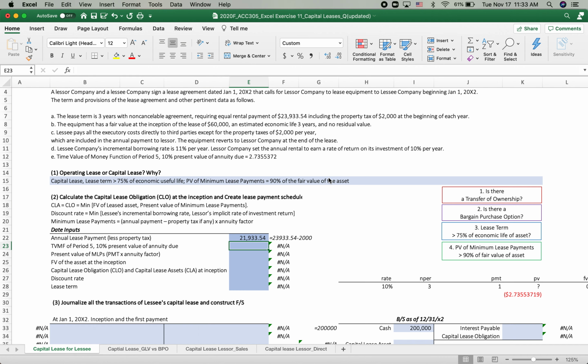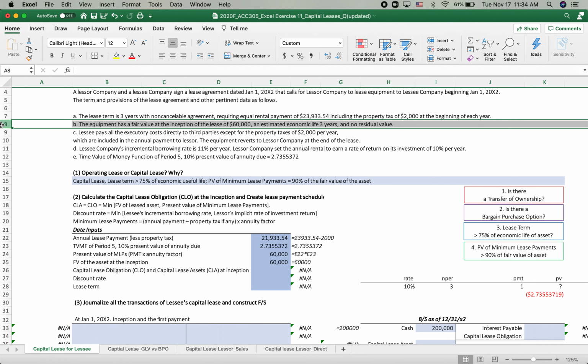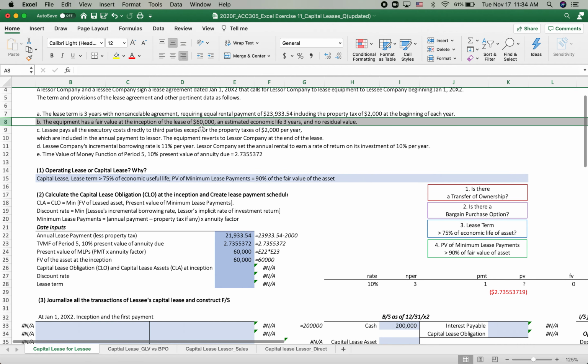And then we have the annuity due. Annuity due means the payment recurs every beginning of the year. So we have this annuity due factor, 2.7355372. We are going to use this annuity due factor in order to calculate the present value of the minimum lease payments. We can simply multiply this. So we got $60,000, which is the same as the $60,000 fair value of the leased asset at inception, the given number in the question.